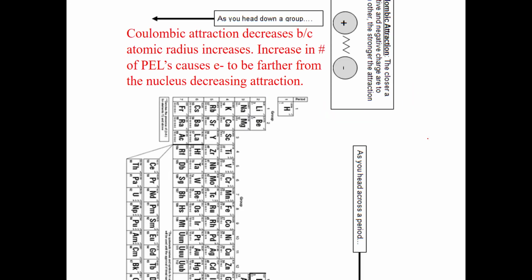As you go down a group, Coulombic attraction decreases because the atomic radius increases. Remember, when we talk about radius, we're talking about that distance, and we refer back to principal energy levels. So I have more principal energy levels. I go from 1 to 2 to 3 to 4 to 5 to 6 to 7 principal energy levels. As I increase the number of principal energy levels, this causes those electrons to be farther. And like we said for key idea number 1, the farther you are, the less attraction. So now our nucleus is decreasing in attraction.